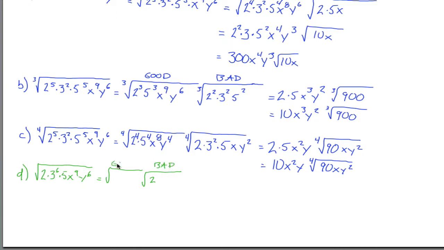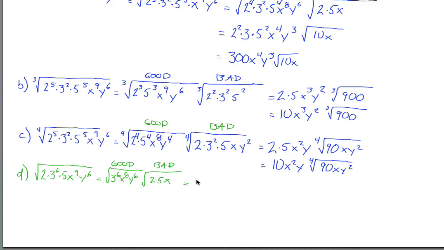This is the bad side, this is the good side. This was the good side. This is the bad side. 3 to the 6th, that works out nicely. We put them all over here on the good side. Just have 1 5. Can't pair that up, so it goes here on the bad side. X to the 9th, I can put 8 of them over here, and I'm left with 1 over here. Y to the 6th, I can put them all over here.